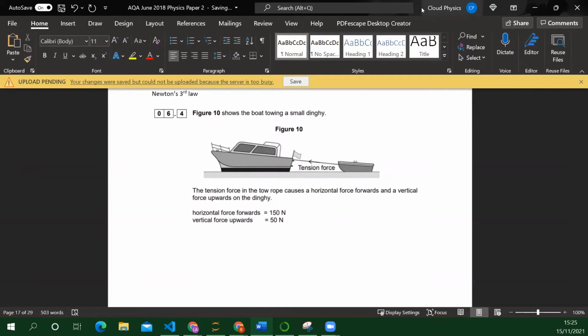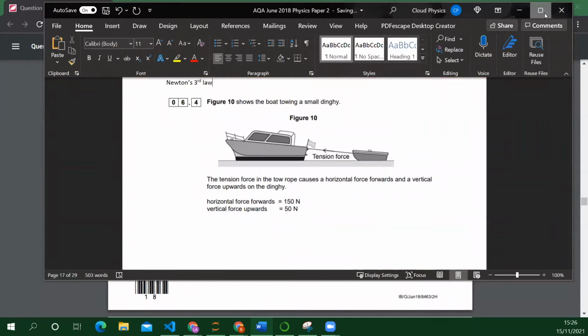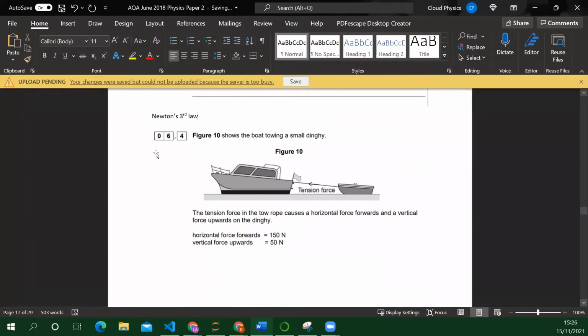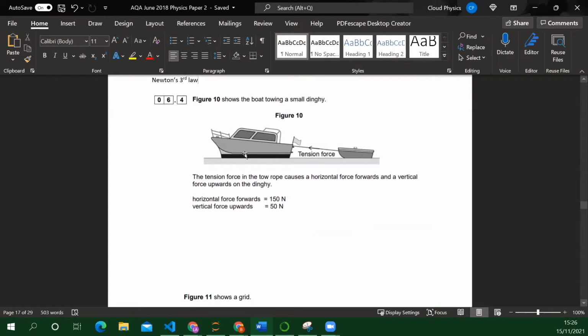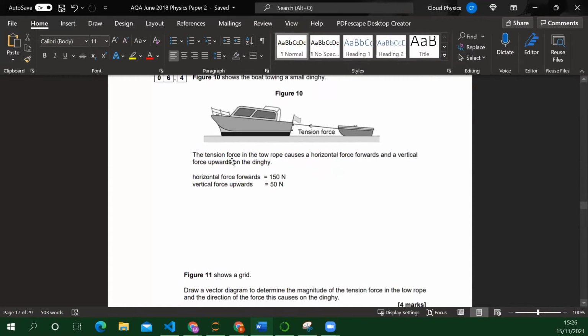Oops, got a bit of an error. Let me just get rid of that for you. Okay, so figure 10 shows a boat towing a small dinghy. That's a dinghy, that's a boat towing it. The tension force in a tow rope causes a horizontal force forwards and a vertical force upwards on the dinghy, set at an angle. The horizontal force forwards is 150, the vertical is 50. So the horizontal is a lot bigger.